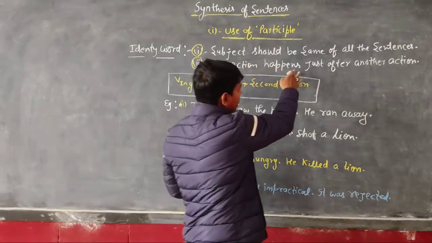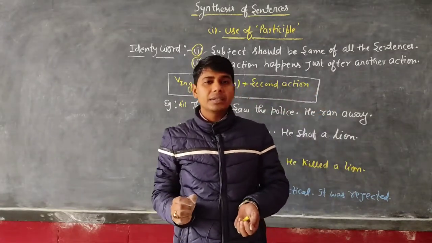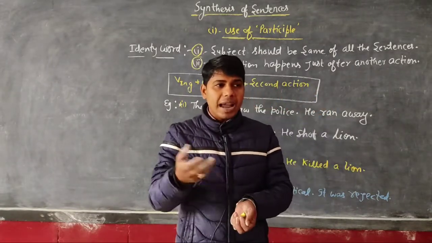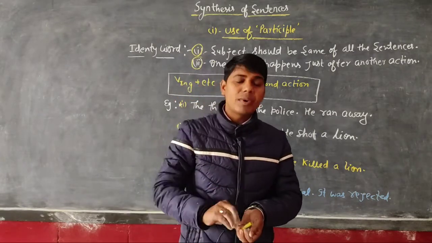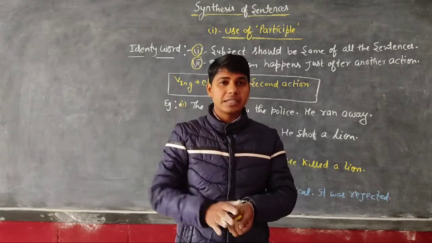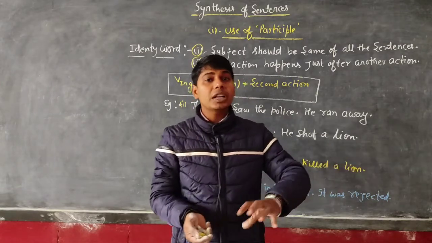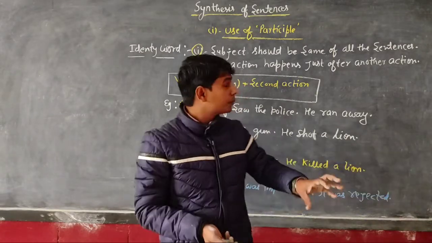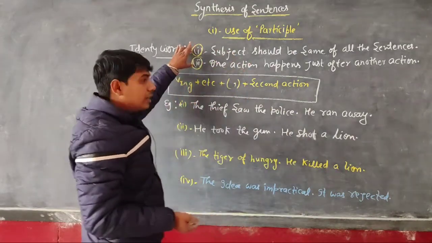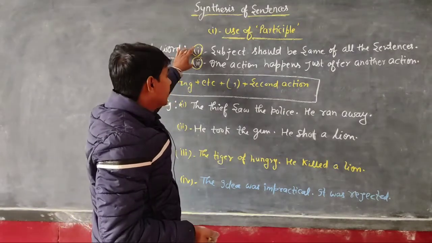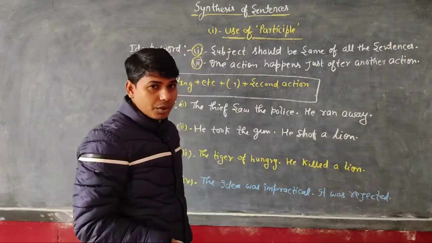Now see the second keyword. One action happens just after another action. Okay dear? I mean to say, one action has not completely finished, meanwhile another action begins. I mean to say, अभी एक काम पूर्ण रूप से खत्म नहीं हो पाता है, तभी दूसरा काम स्टार्ट हो जाता है. So when you find these two points in the given sentence, then the given sentence can be joined by the help of participle. Okay dear?